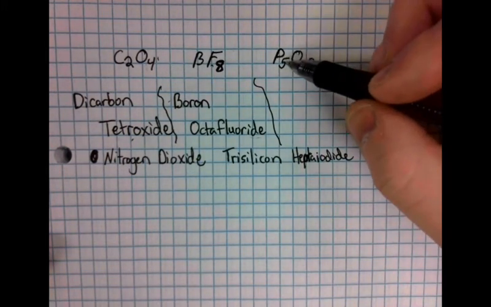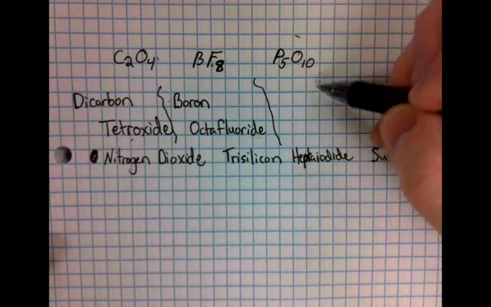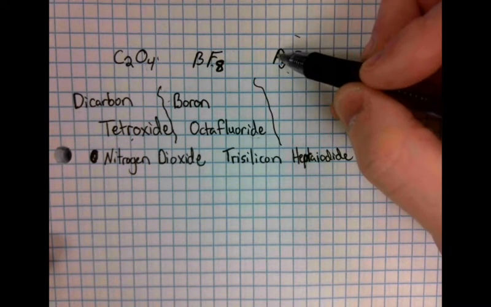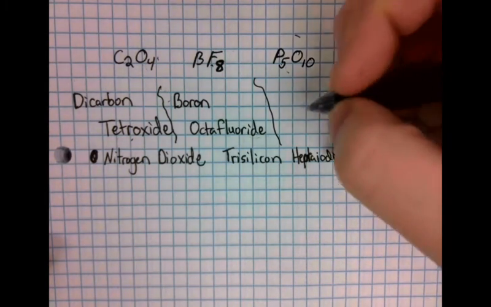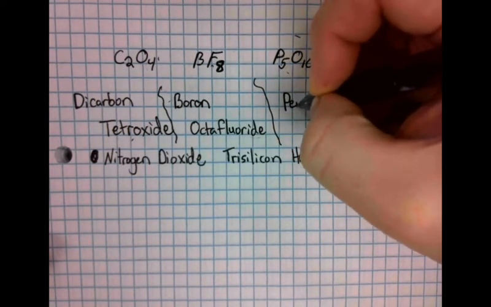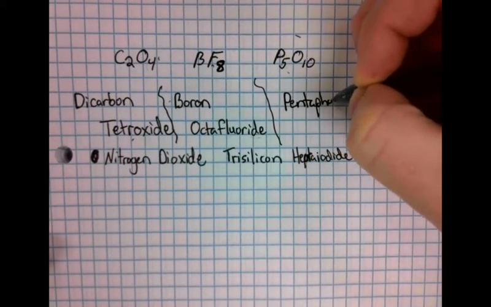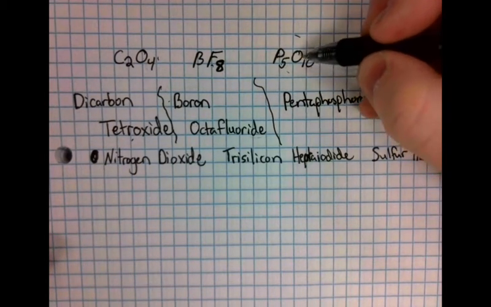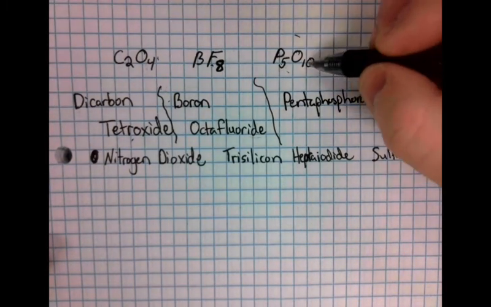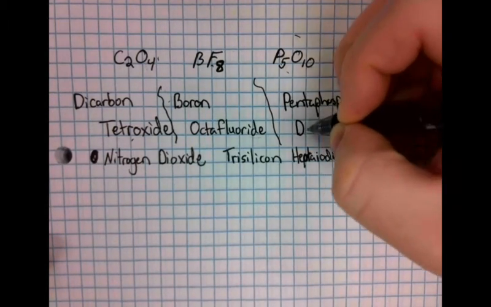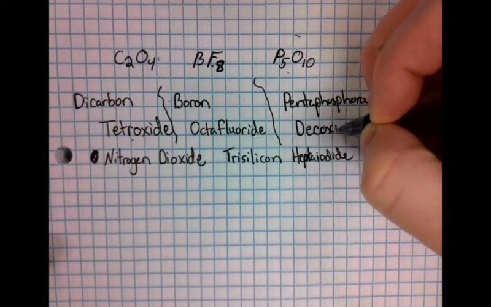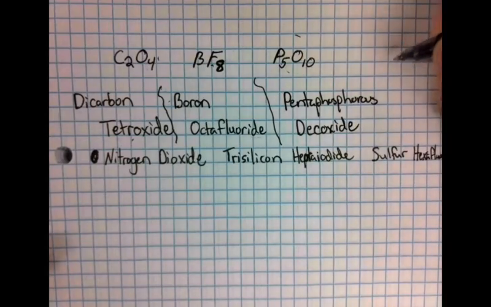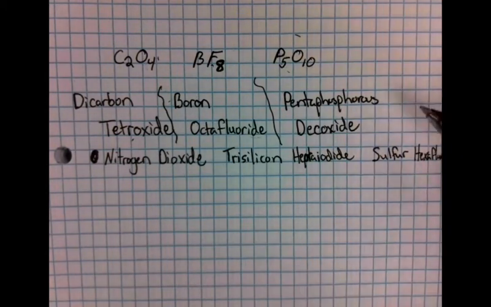Right, last example of going from formula to name. We have 5 P's, and P is phosphorus. So it'll be pentaphosphorus. And then we've got 10 O's. So in this case, 10 is dec. So it's decoxide. Again, we changed the ending to IDE to let you know that it's attached to the piece that's before it.